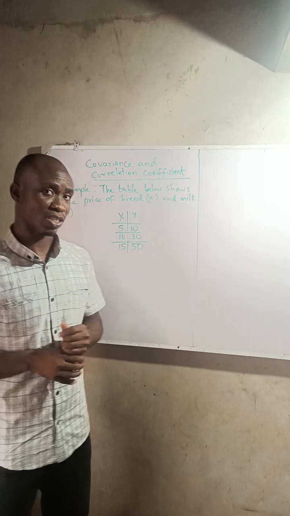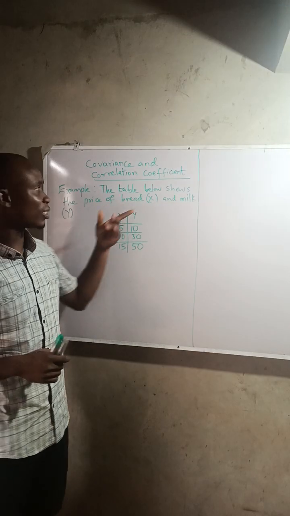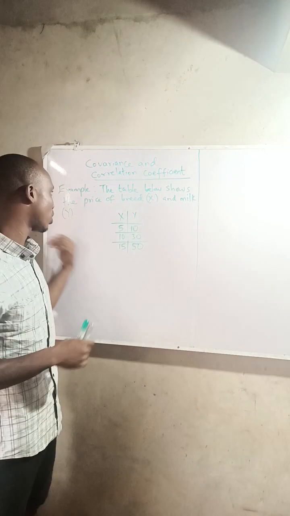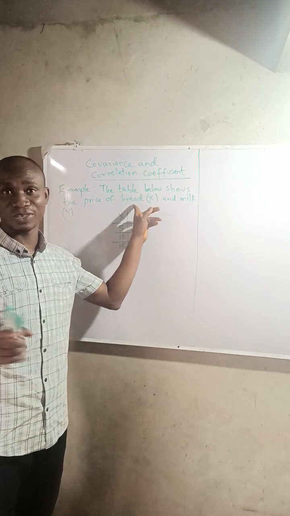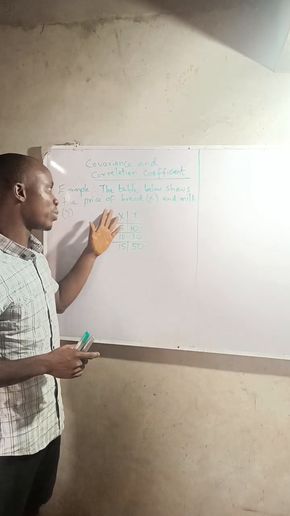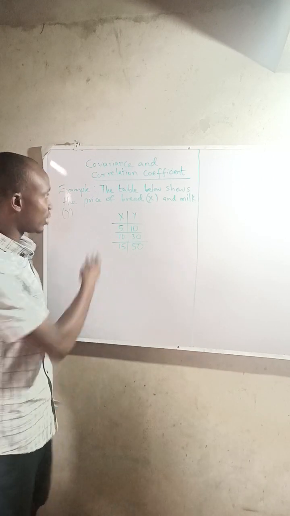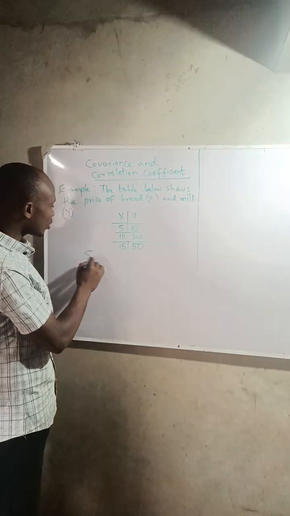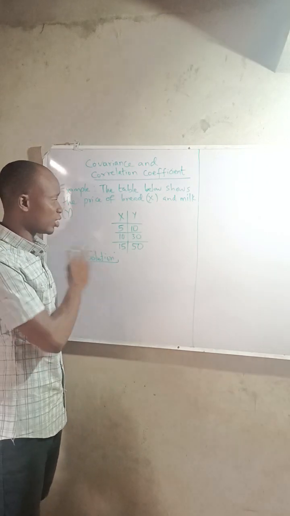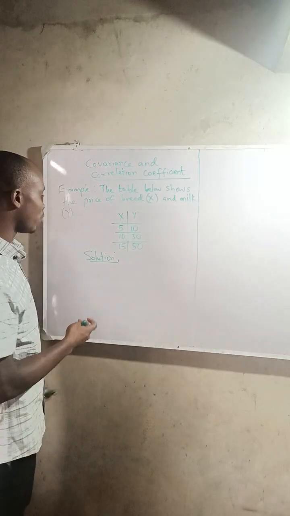So we have a simple example here. We're given a table that depicts the price of bread and milk. The price of bread is given as x, and that of milk is given as y. So we have these values for the price of bread and milk. Now, these are related items. For us to do this, I'm going to be giving us a very simple, well-known technique and a well-known formula for solving this.